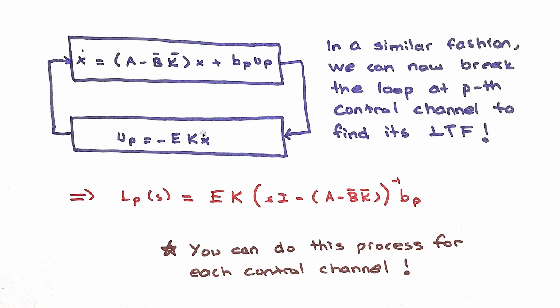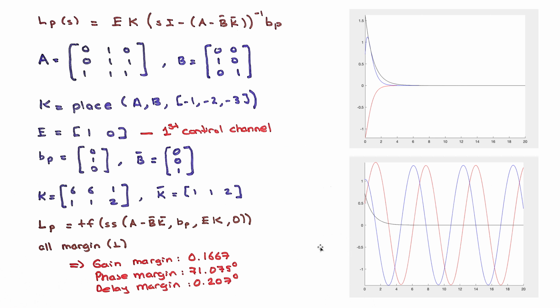So by breaking the loop, similar to how I did it at the beginning of the video, because right now Up is a scalar, the loop transfer function of the PEAT control channel is EK, coming from here, (sI minus the new A matrix, basically A minus B bar K bar) inverse, multiplied by Bp. And you can do this process for every control channel. If you have m number of control channels, you can break control channel 1, 2, 3, all the way up to m, and look at their stability margins individually. Let's consider an example.